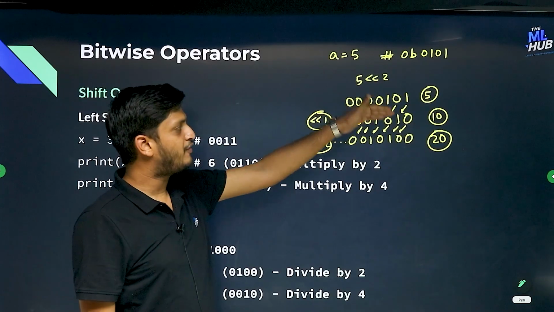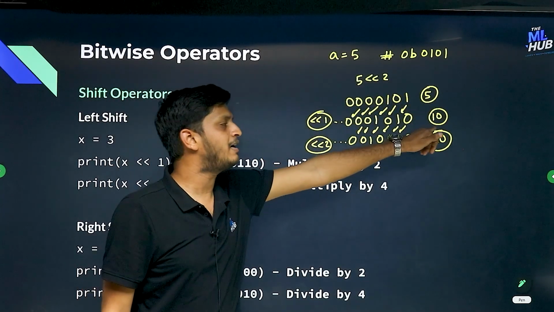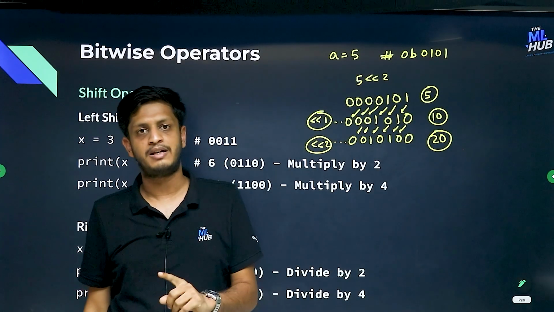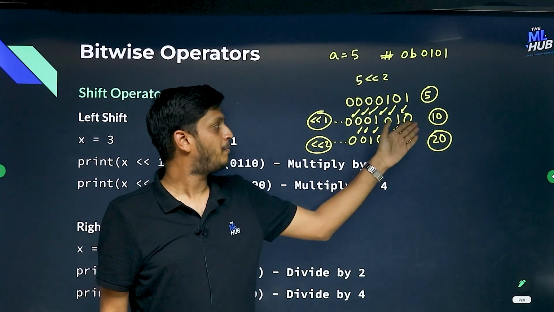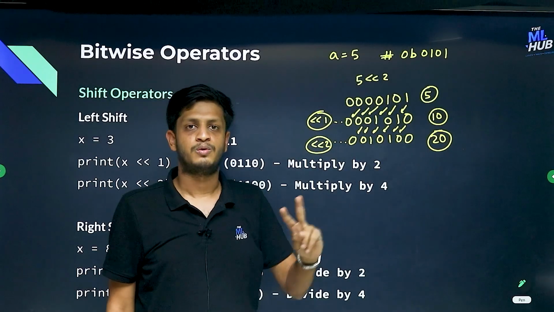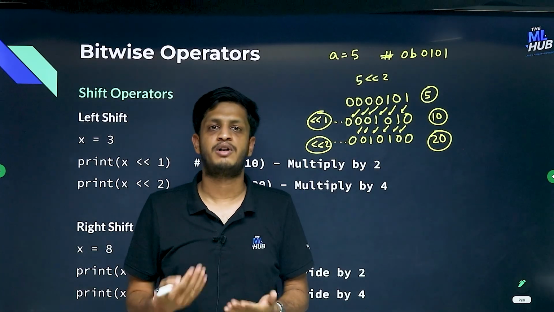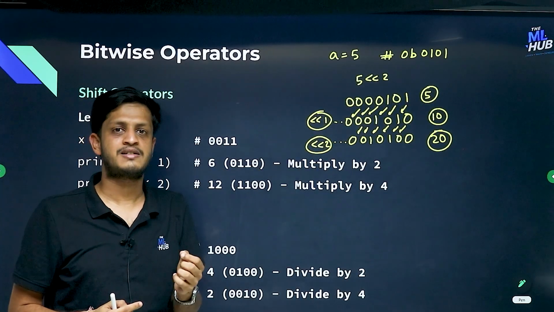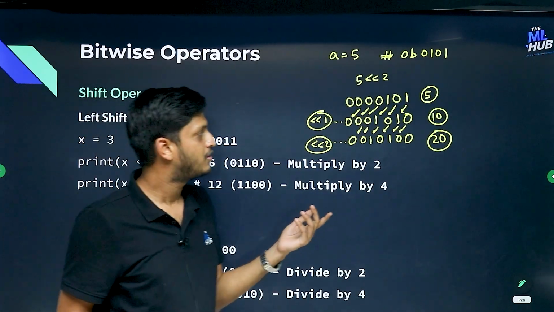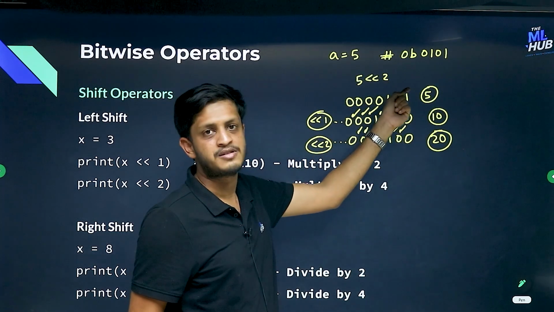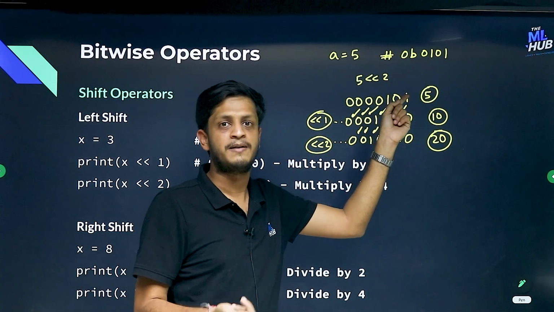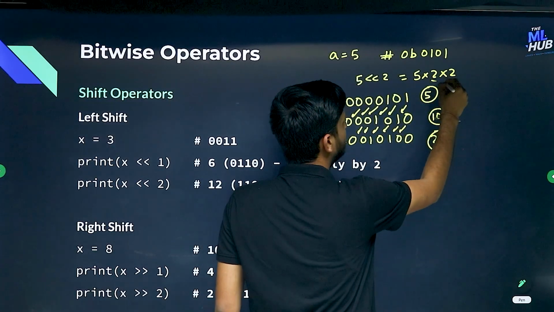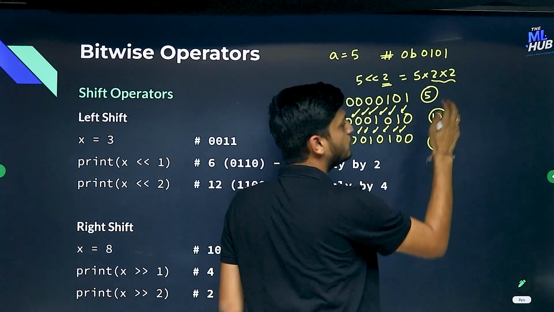So every time when you left shift a number, you are actually multiplying it by 2. It is always correct. Every time when you are left shifting a number by 1, you are actually multiplying the number by 2, because that is how left shift works. It is just like adding a 0 at the end, and that will make the number multiply by 2. So if you are left shifting a number 2 times, you are actually multiplying 2 times. So the answer will be 5 into 2 into 2, because you are left shifting it 2 times. So you have to multiply 2 times.